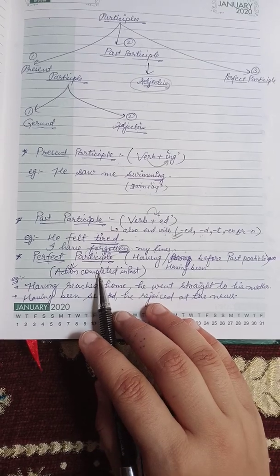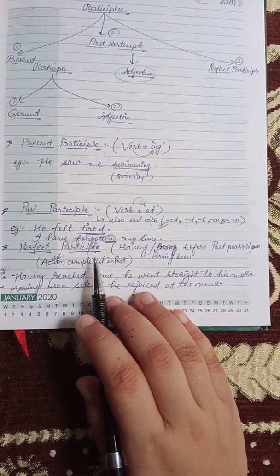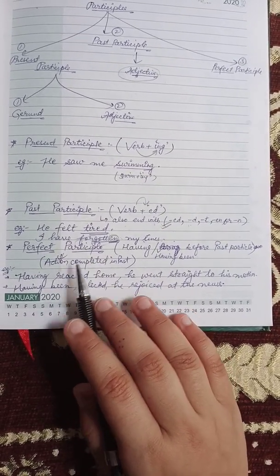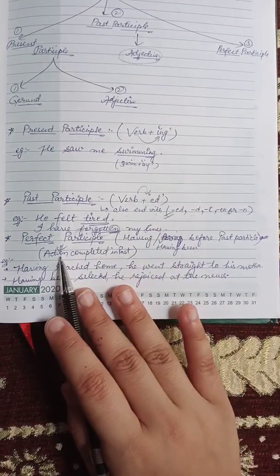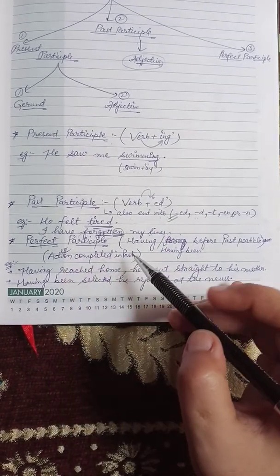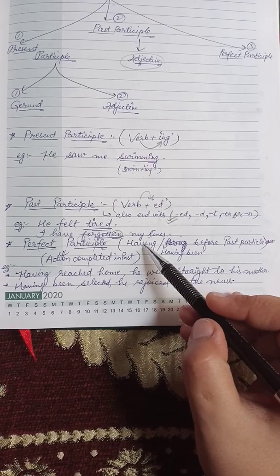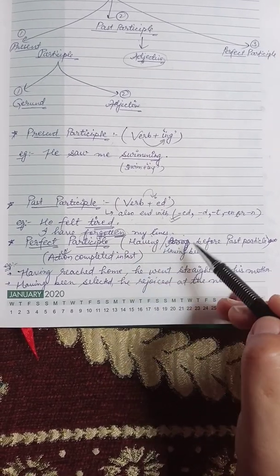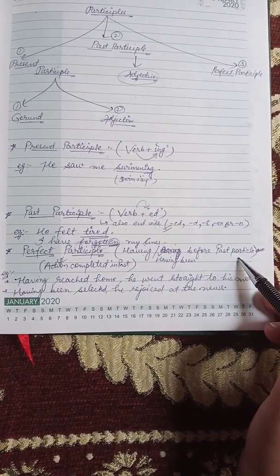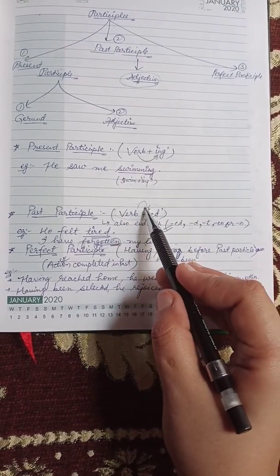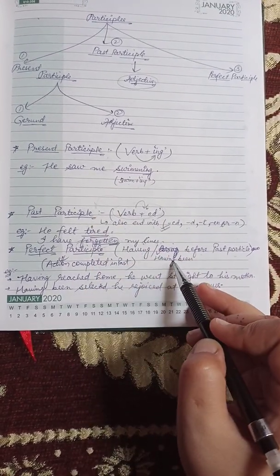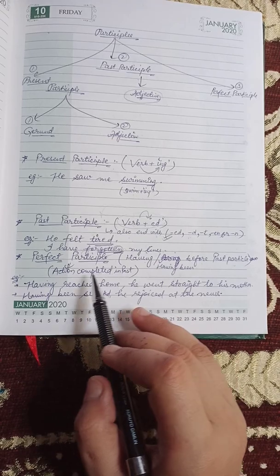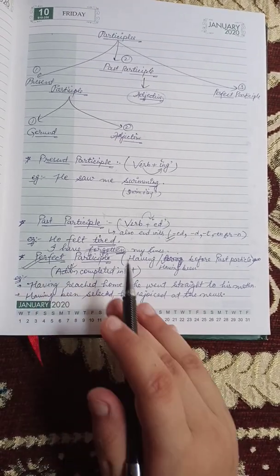Now let's talk about perfect participle, students. Perfect participle are those in which the action is already completed in the past. It may consist of having or having been before the past participle. With past participle, if I am adding having or having been before it, then the sentence is categorized in the category of perfect participle.